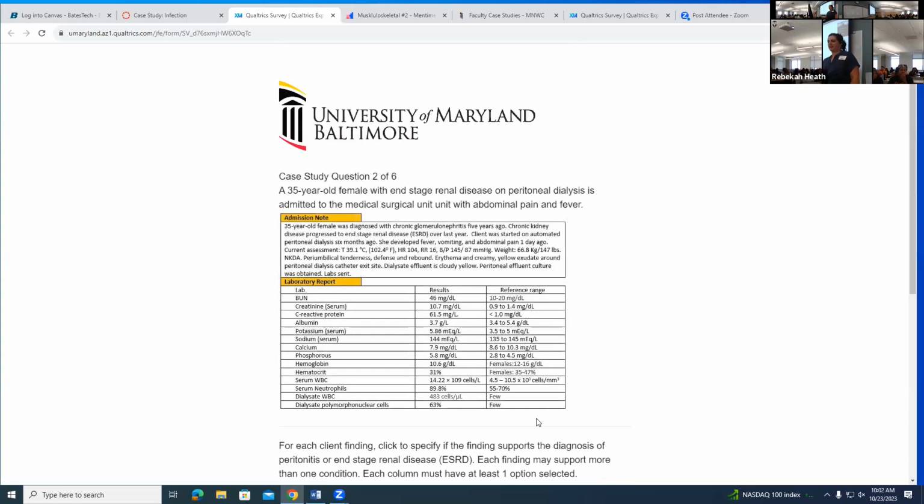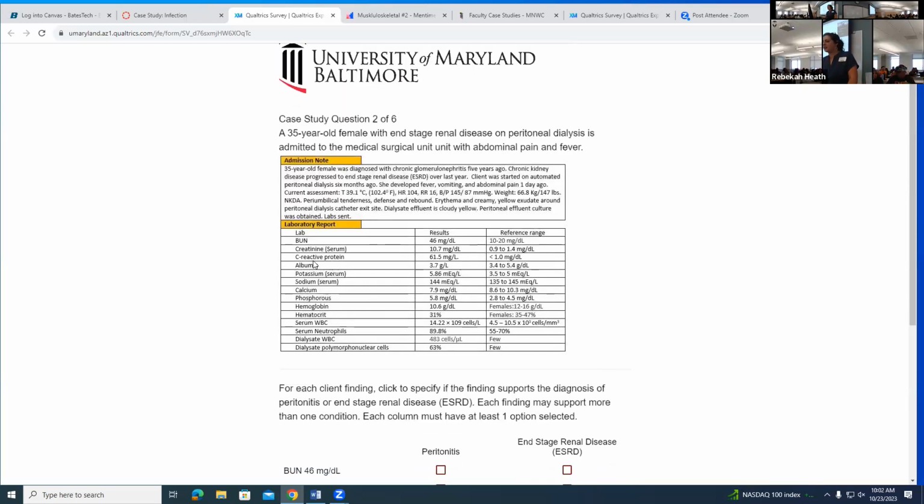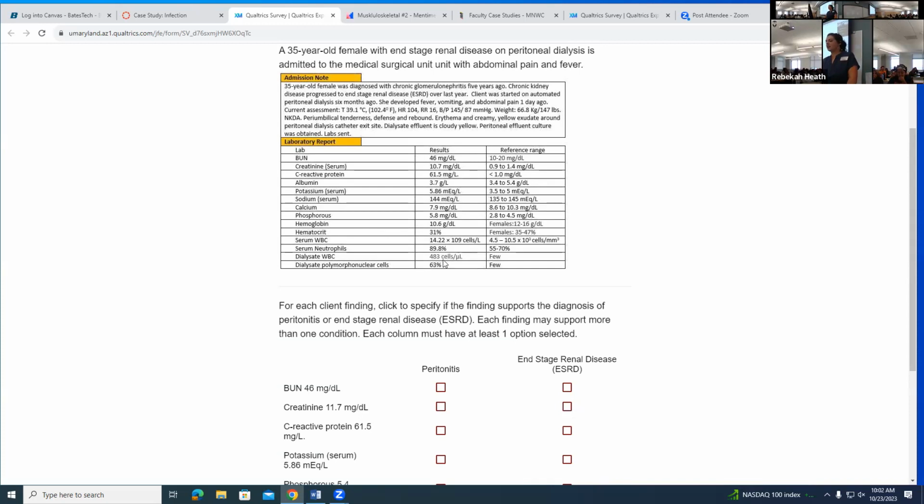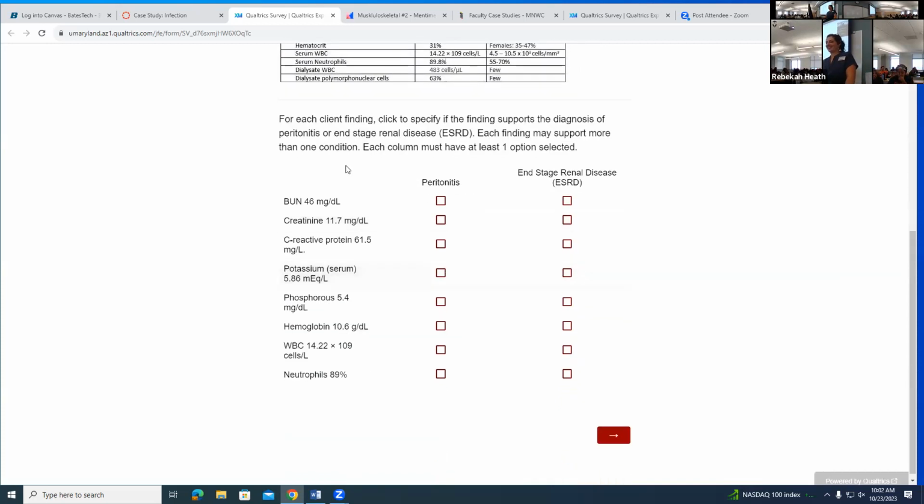All right. So then moving through here, it doesn't say anything else new. It gives us the same labs.